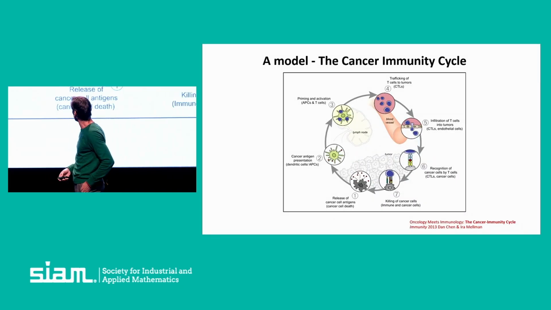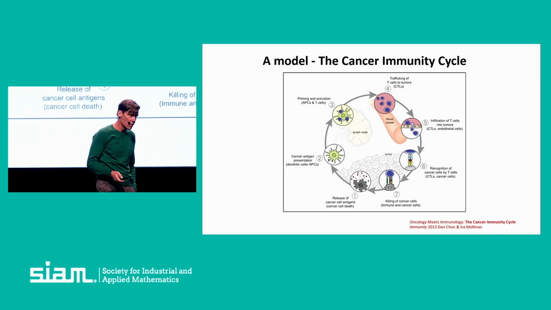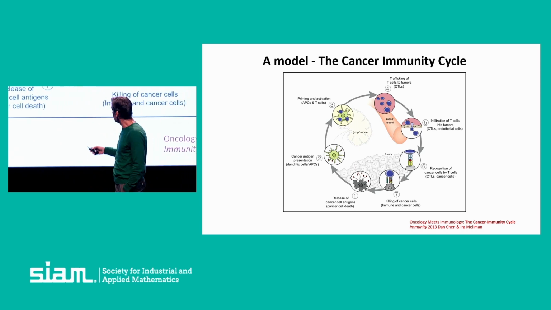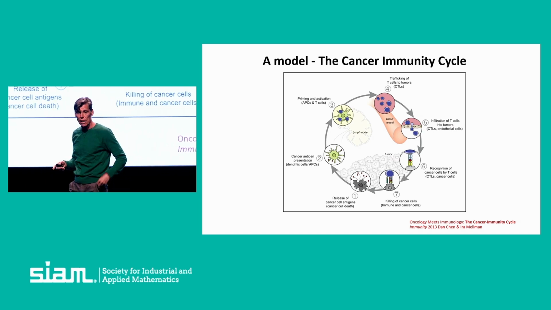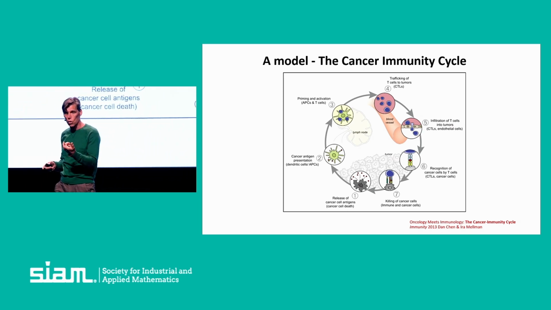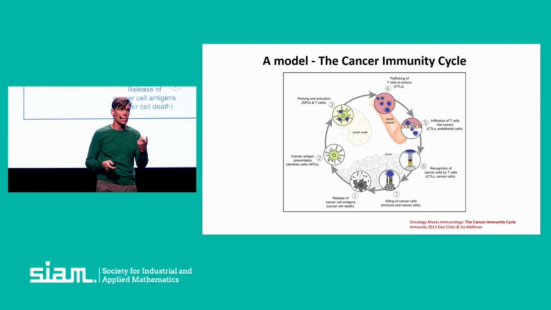There is a model for this, the cancer immunity cycle. And this you should read as number 1 down there, release of cancer cell antigens. If a tumor starts growing, there will be cancer cells dying.